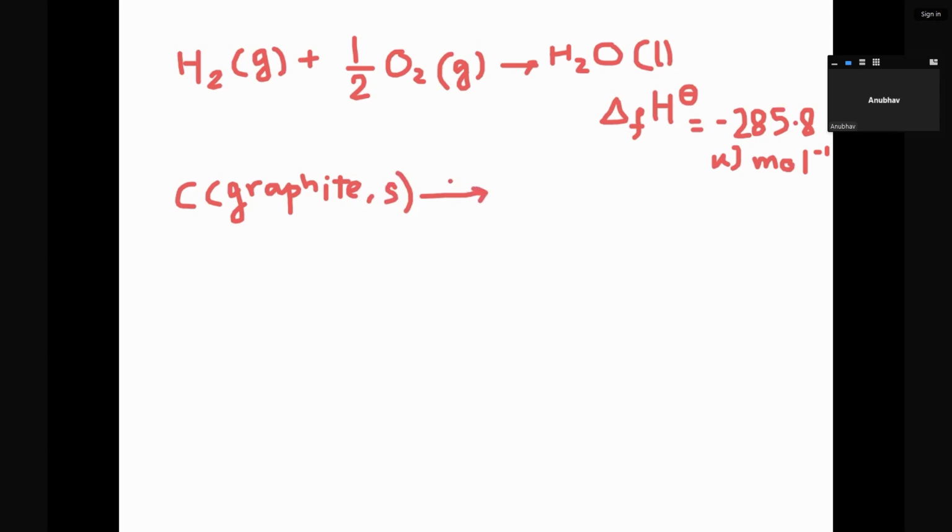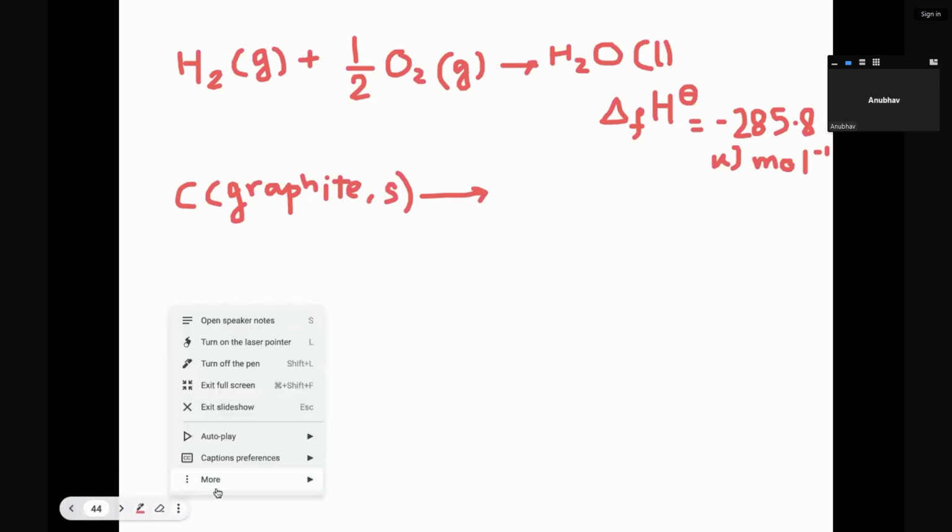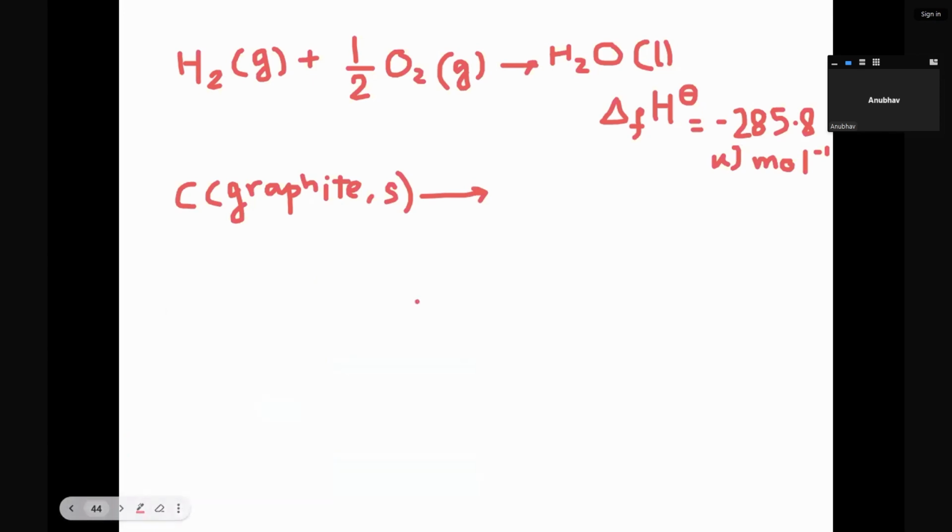And it will be equal, and here we will have carbon graphite, that is solid, and here we have 2 moles of hydrogen on the reactant side. So it will be 2H2 gas, and we will form CH4 gas.